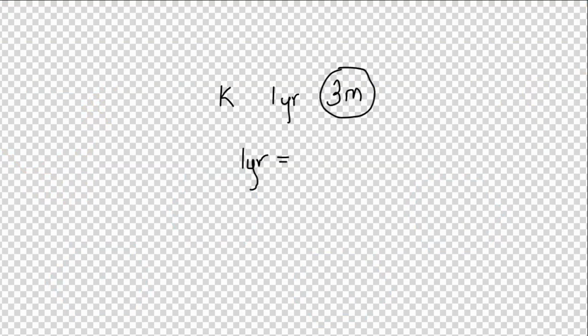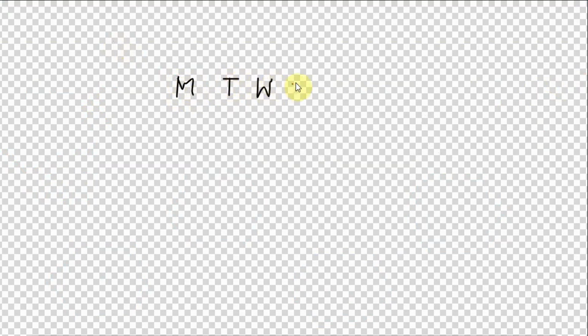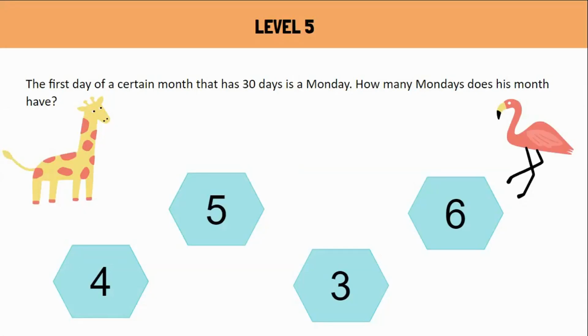So like I told you, 1 week has how many days? 1 week has 7 days, right? That is Monday, Tuesday, Wednesday, Thursday, TH for Thursday, Friday, Saturday, and Sunday. So these are the 7 days of the week, right? And the question says the first day of that month is a Monday. So how many Mondays does this month have?